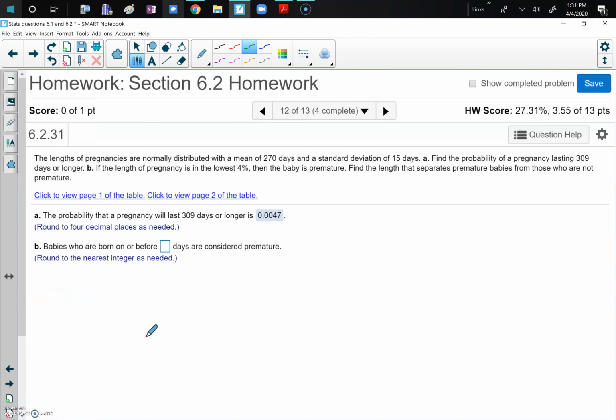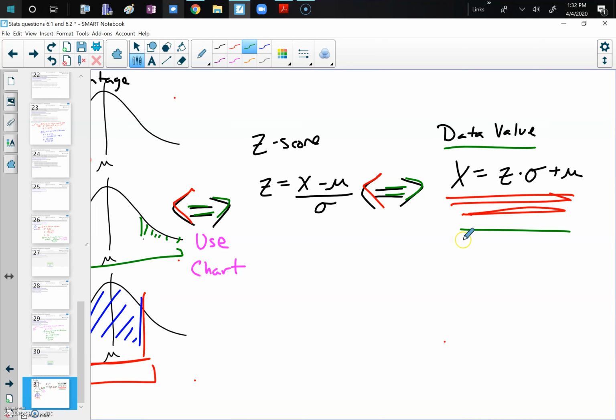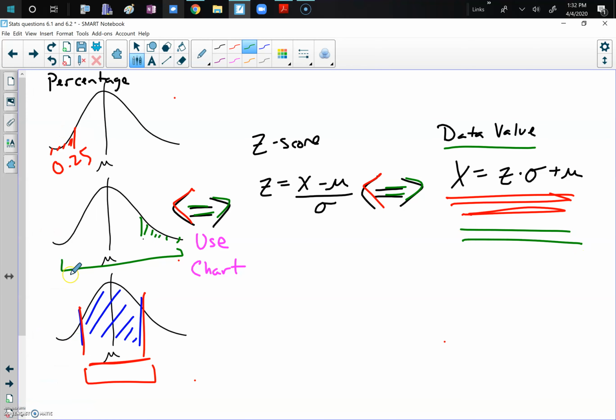Okay, and here's problem 12. So problem 12 from homework 6.2, they give us mean and standard deviation, and they give us a data value of 309, and they want us to find a probability. So going back to our graphic, we can see that we're going from a data value and working towards the left for percentage. So I'm going to go from data value to a z-score, use my chart to then look up a percentage. So hopefully this graphic gives you a sense of the flow that we're going through and how we go from a percentage or probability to a data value or back.